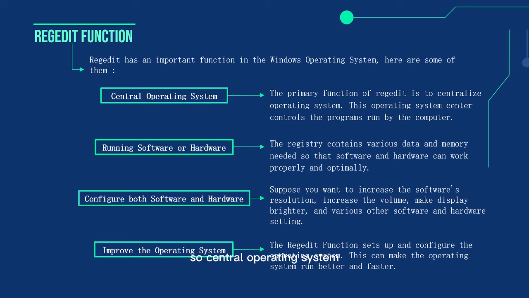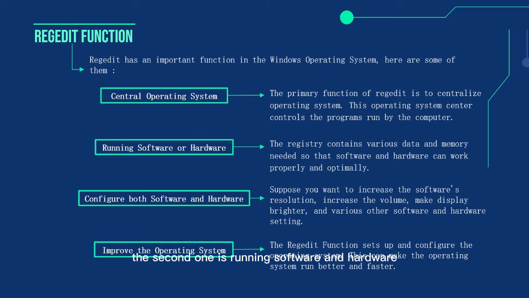The central operating system: the primary function of Regedit is to centralize the operating system. This operating system center controls the programs run by the computer. That is why the registry, including Regedit, has an essential function in the operating system. Edit errors in the registry can be fatal in the operation of your computer. This can cause crashes that require reinstallation.